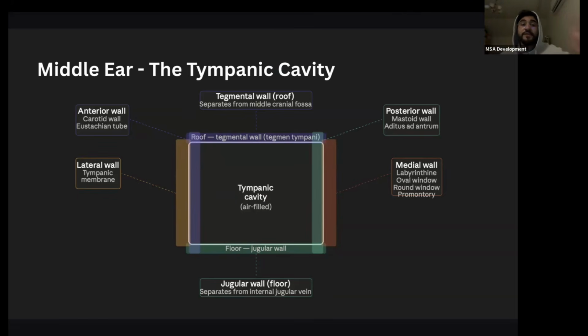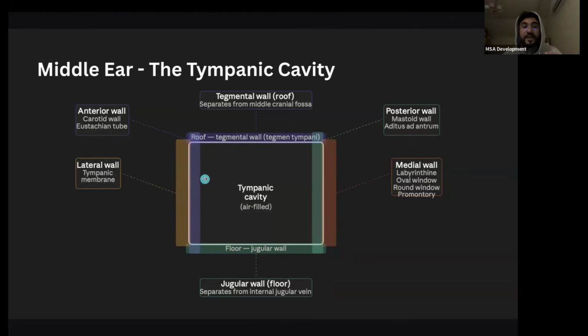So it starts after the tympanic membrane and it ends right at the oval window. Right? So that's going to be the lateral wall and this is going to be the medial wall, right? Makes complete sense. And then we have the roof. So the roof of the tympanic cavity is going to be the tegmental wall, okay? And that's basically going to separate it from the middle cranial fossa, which is going to lie right above it. And then the floor is what we call the jugular wall, all right? It's going to separate it from the internal jugular vein, okay?